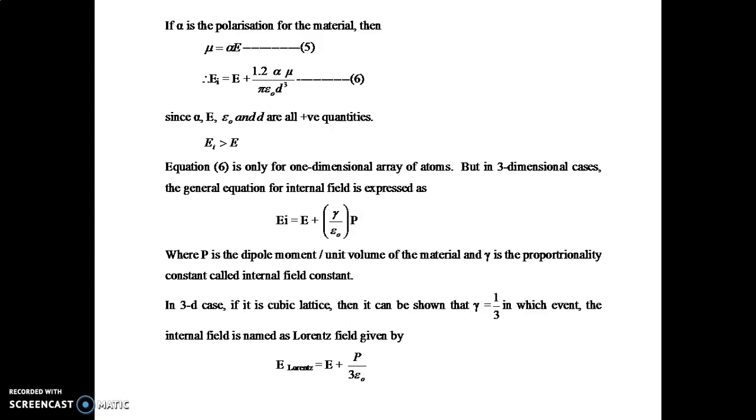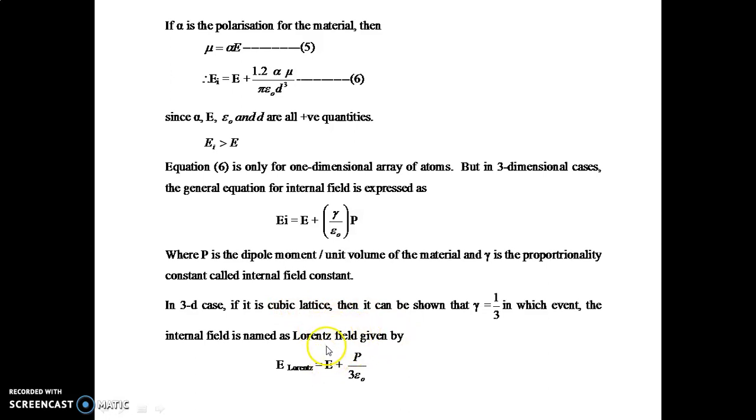P is the dipole moment per unit volume of the material, and gamma is the proportionality constant called the internal field constant. Now, in 3D cases, if it is a cubic lattice, then it can be shown that the value of gamma is just 1 by 3 for a cubic crystal. The internal field is named the Lorentz field. By considering the cubic crystal, you can get the expression for the Lorentz field.